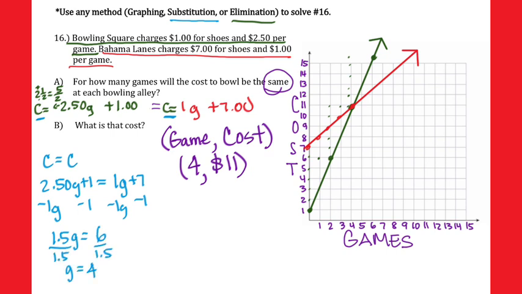And I do. I get games are 4, and when I substitute that in, I chose the second equation. If G is 4, then I have 4 plus 7 is 11. And again, I get at 4 games, it's $11.